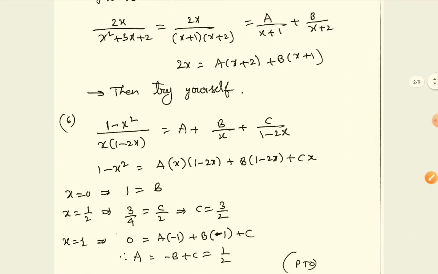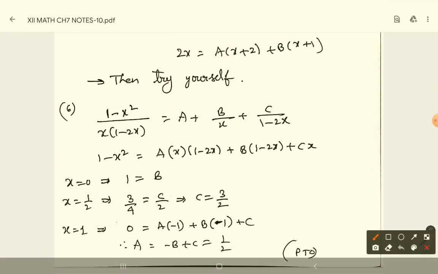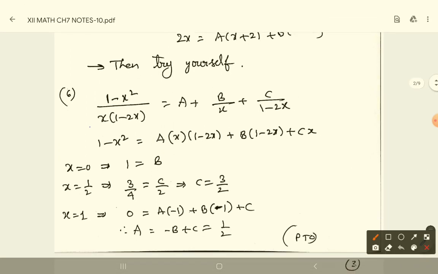Okay, sixth question. If you notice, it is an improper rational fraction, because the degree of the numerator and the degree of the denominator are both the same. Degree of the numerator is 2, degree of the denominator is also 2. So this is an improper fraction. When the degrees are equal, this is the method you should follow: write A plus B by x plus C by 1 minus 2x.